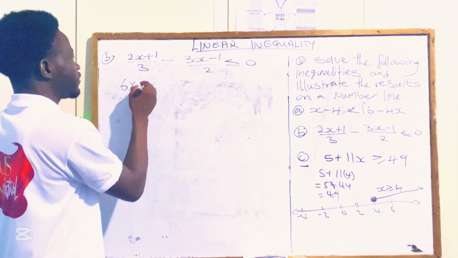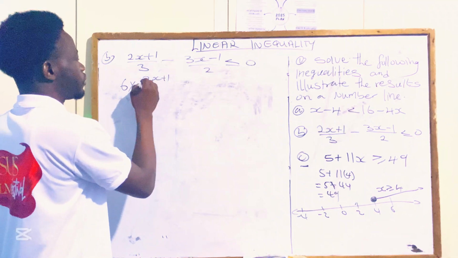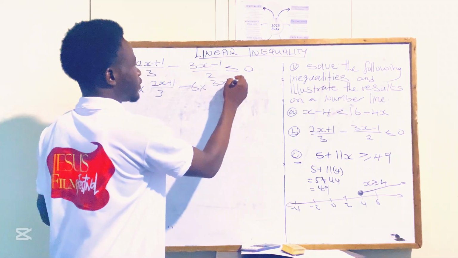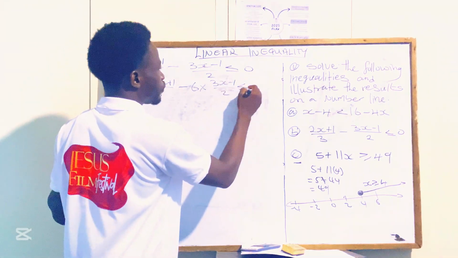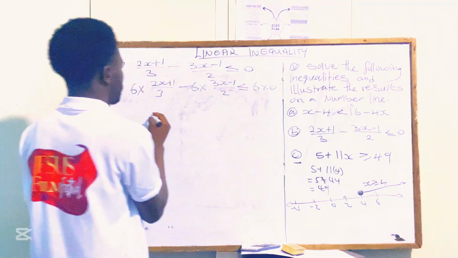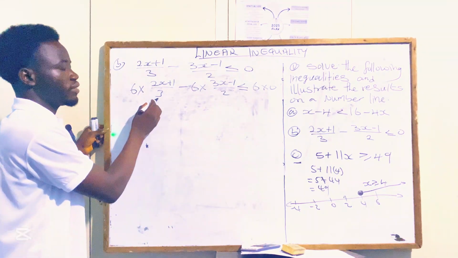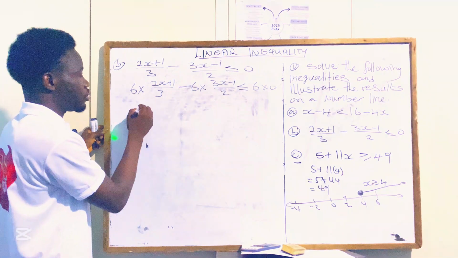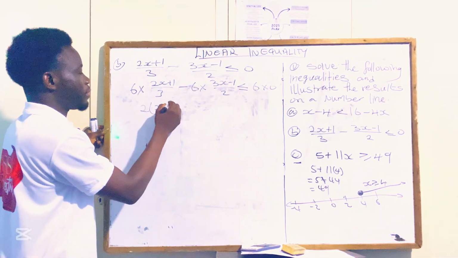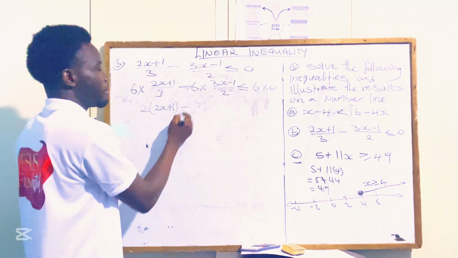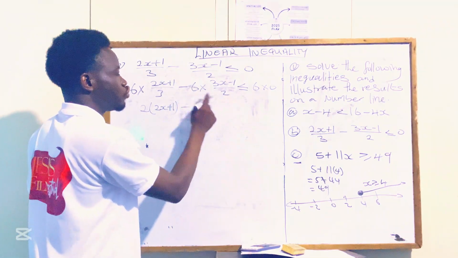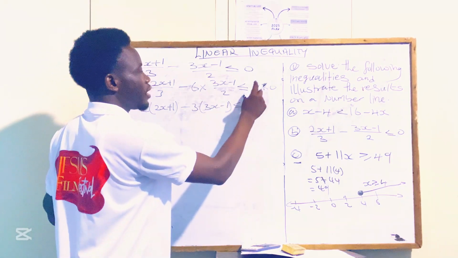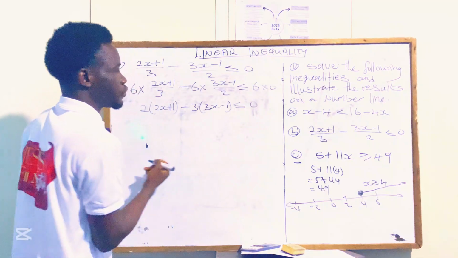Take 6 times each term: 6 times (2x + 1) all over 3, minus 6 times (3x - 1) all over 2, less than or equal to 6 times 0. 6 divided by 3 gives 2, times the numerator, and you just put it in a bracket. This means multiplication. Minus 6 divided by 2 gives 3, multiplied by the numerator. Less than or equal to 6 times 0, which is 0.